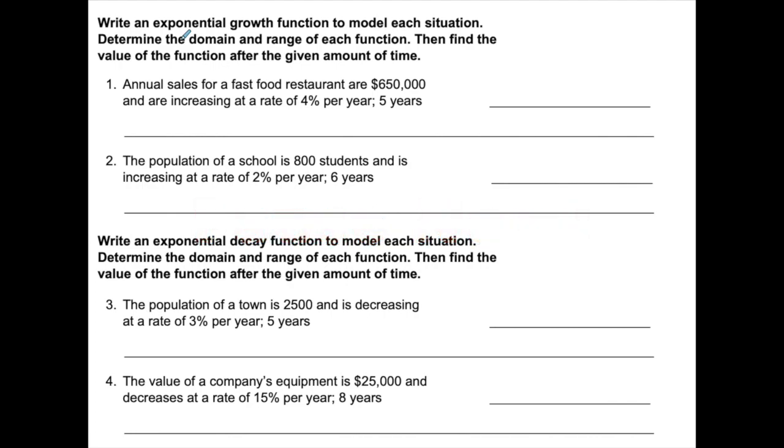Cool. So here we go. Basically, what I got here is we're starting at 650,000, so I'll put my 650 in. Then we're growing at a rate of 4% per year. So growing, every year we have 100% of what we started with plus an additional 4%. So we have 650,000 times 1.04 to the n.